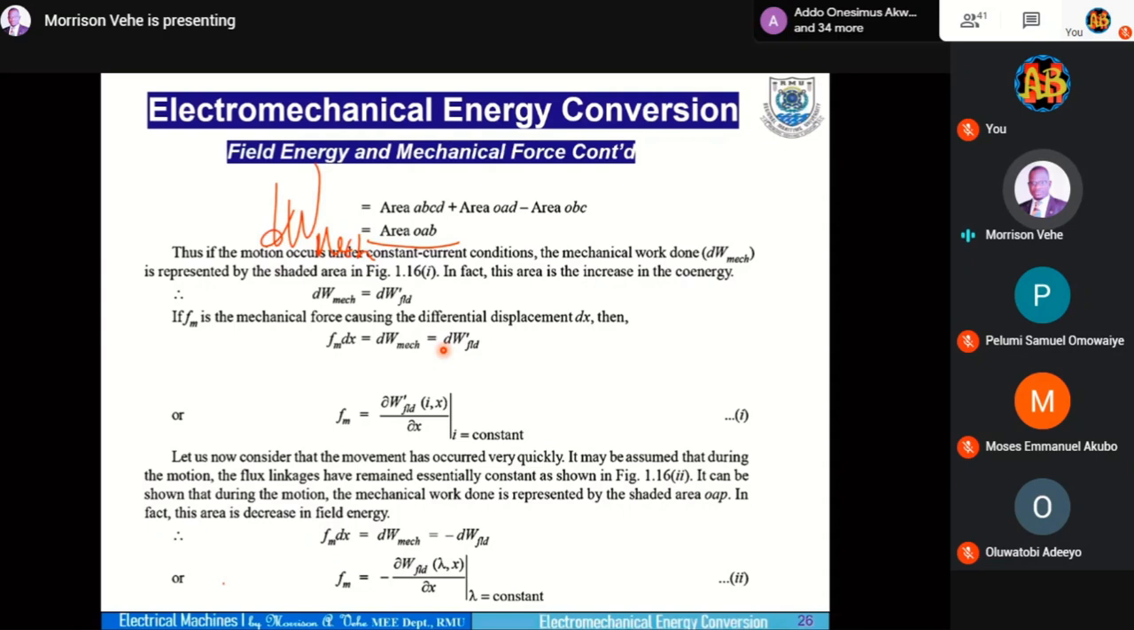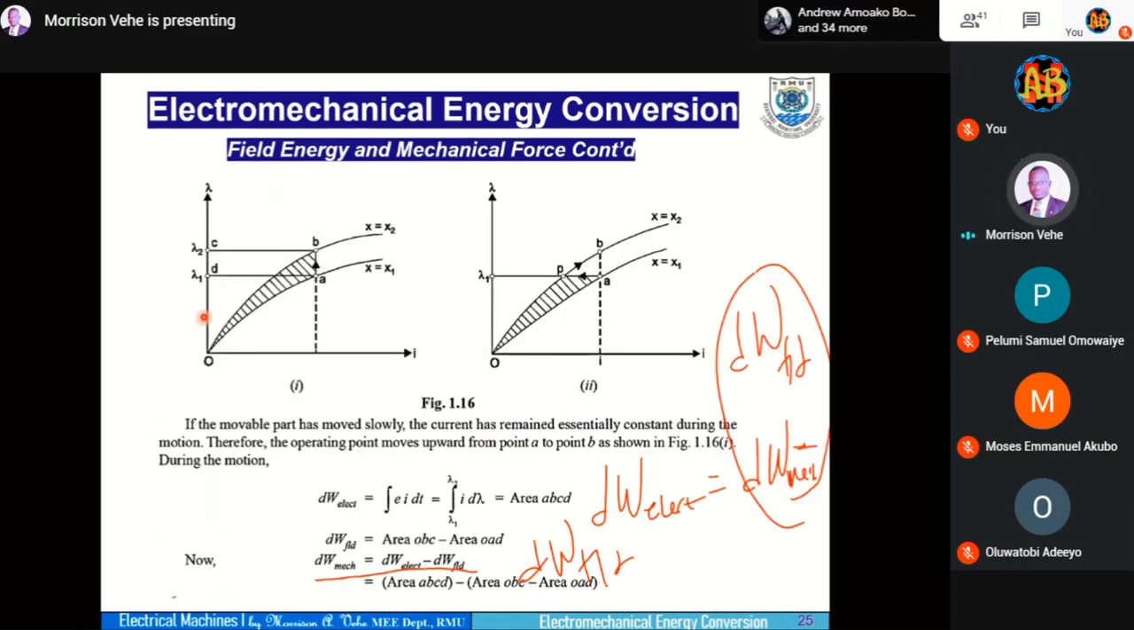Fortunately and unfortunately, our current is constant. So we are looking at certain displacement at a constant current. Your displacement is as a result of change in lambda. So lambda actually changes.